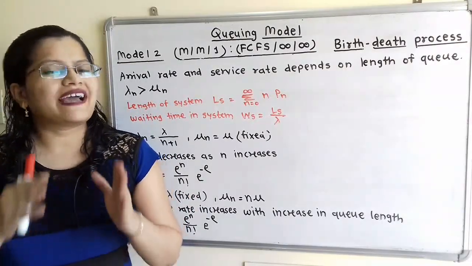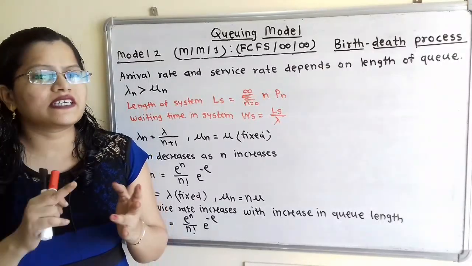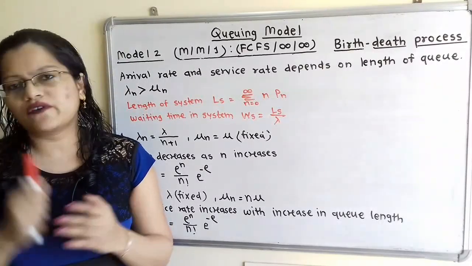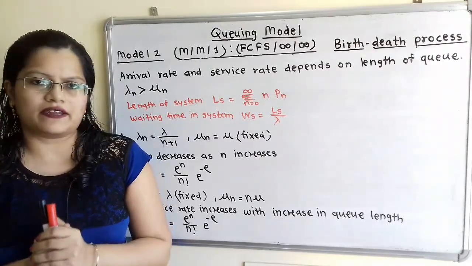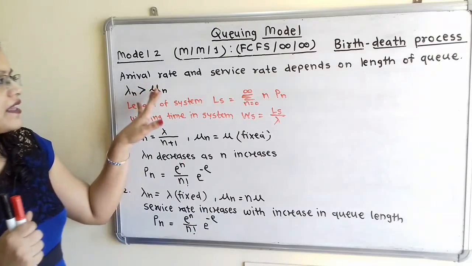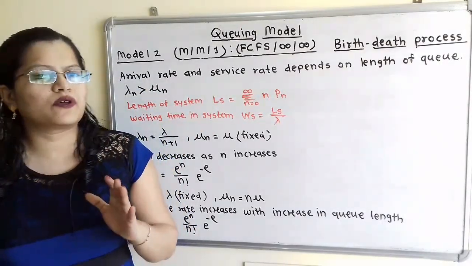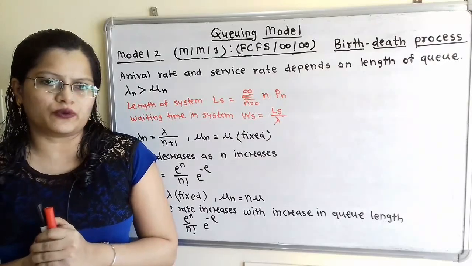We know that in queuing model 1, arrival rate and service rate are independent of the number of customers waiting in line. But here in model 2, service rate and arrival rate depend on the length of the queue, or on the number of customers waiting in queue.